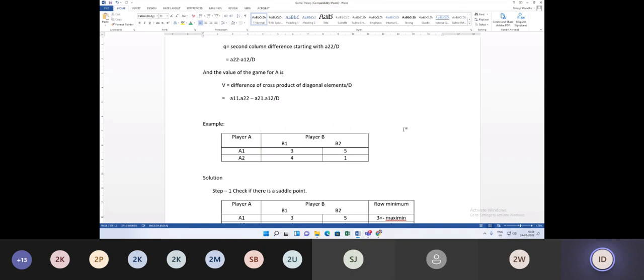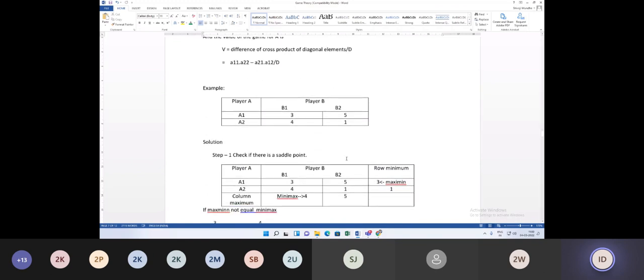The solution: first of all, what is the first step? First of all, we have to check whether there is a saddle point or not. If there is a saddle point, then the example belongs to the pure strategy. Otherwise, it is a mixed strategy. We are working with mixed strategy. So, always, the first step is to check the saddle point. And we already discussed how to check the saddle point. What is the method to check the saddle point? Come on, note down this table fast. Step 1, note down this table.